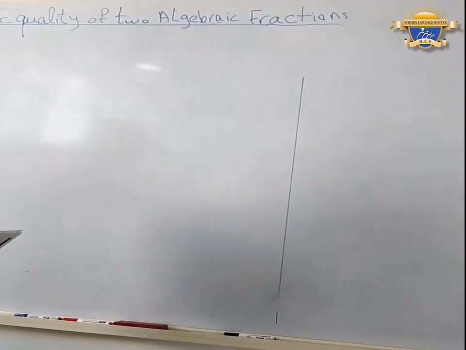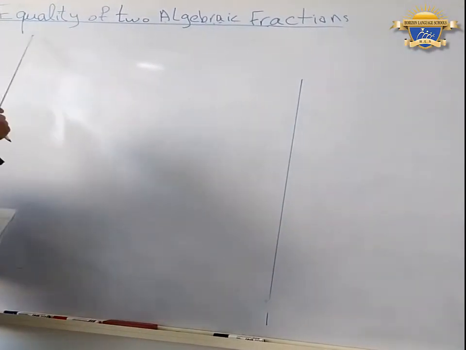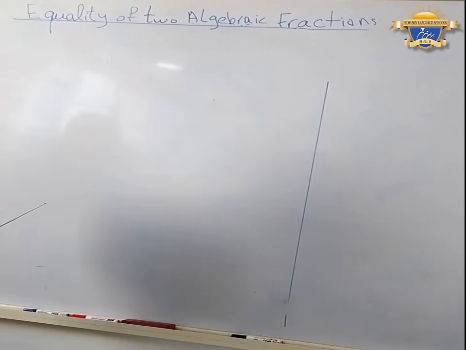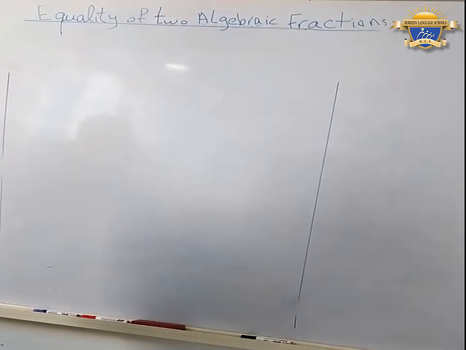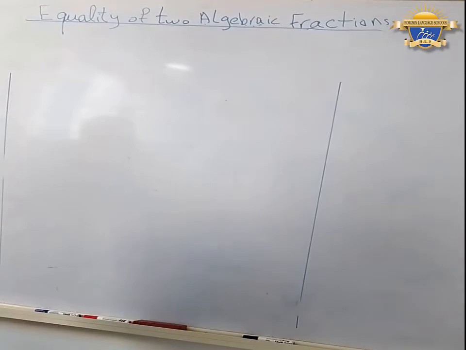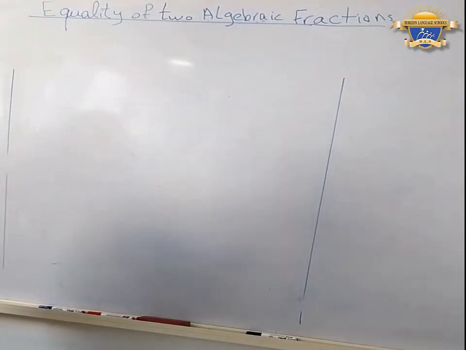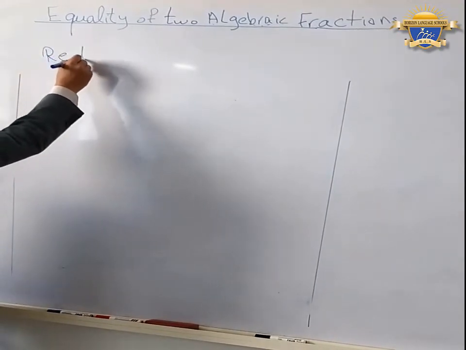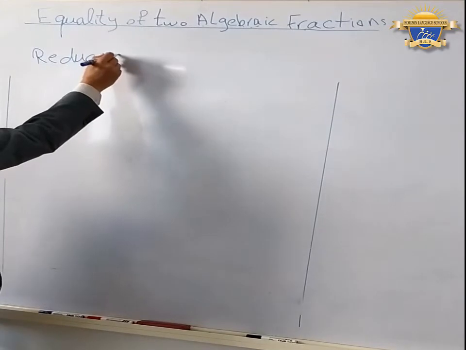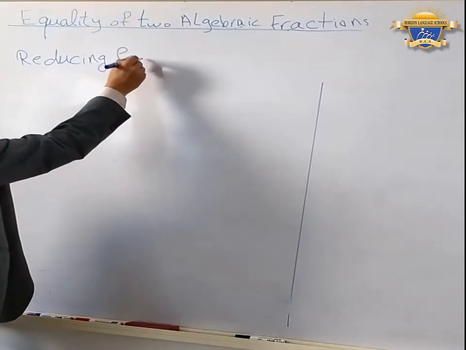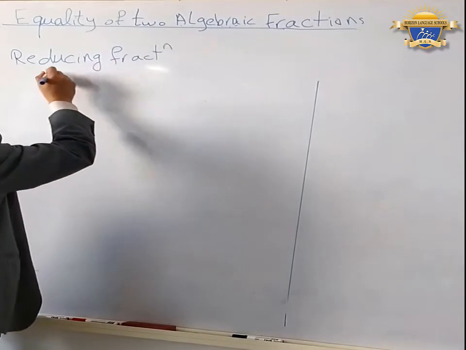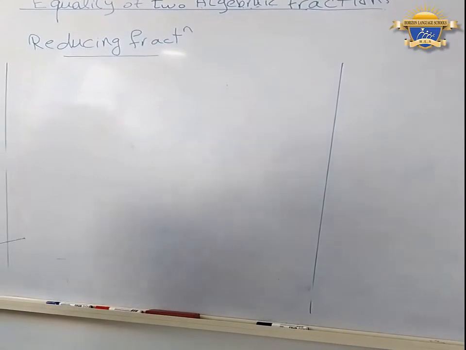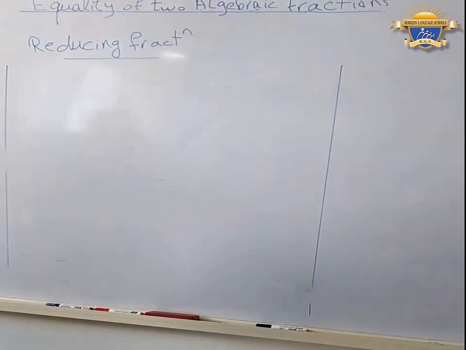Our lesson today is about equality of two algebraic fractions. Before we study this lesson, we have to take an idea or a definition of reducing fractions. What is the meaning of reducing fractions? This means that we have to put the fraction in its simplest form.